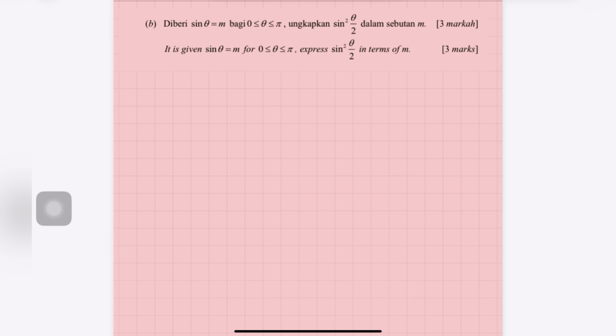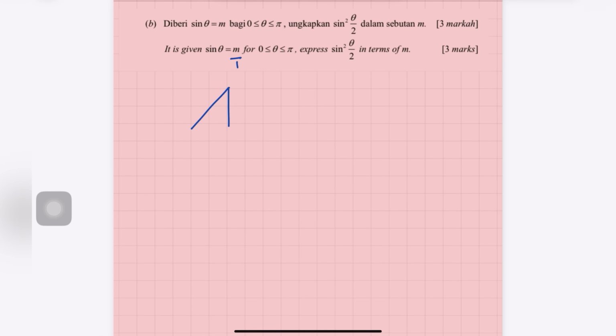B, it is given sin theta equals M for theta from 0 to pi. Express sin squared theta over 2 in terms of M. Okay, so kita ada sin theta equals to M, actually M over 1. So kita kena guna right angle triangle.